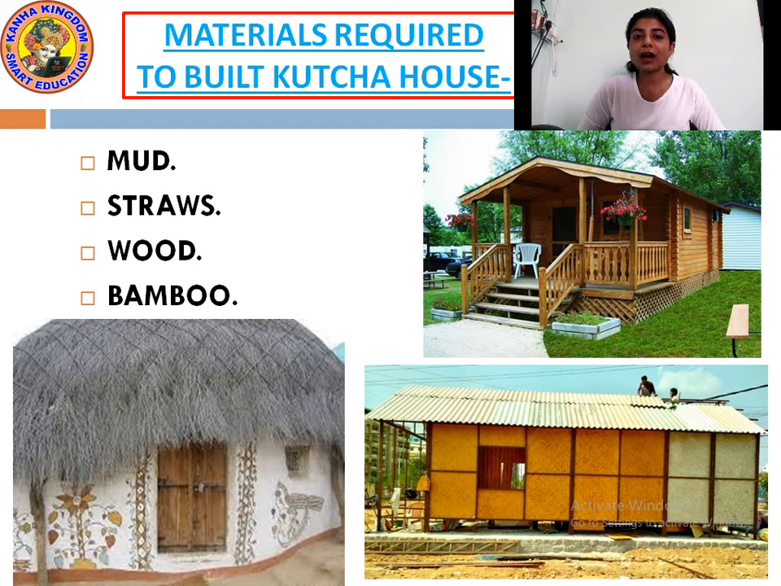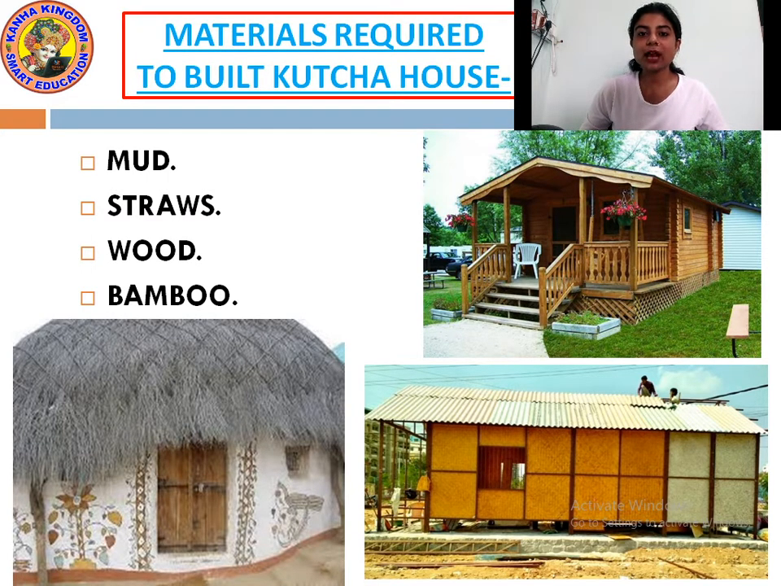Straw is a kind of grass that is used to make the roof of a KUTCHA house. So these are the materials to build a KUTCHA house: mud, straw, wood and bamboo. Understood? Now let us move to the next point, some different kinds of houses.